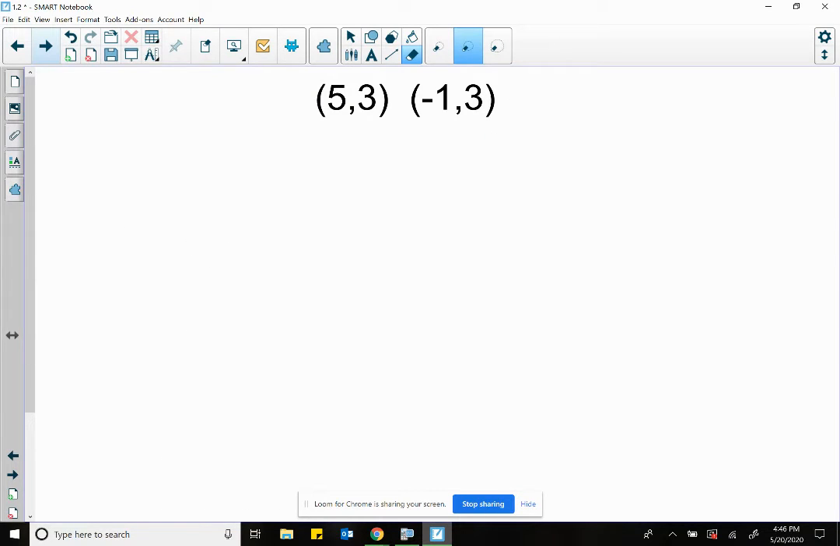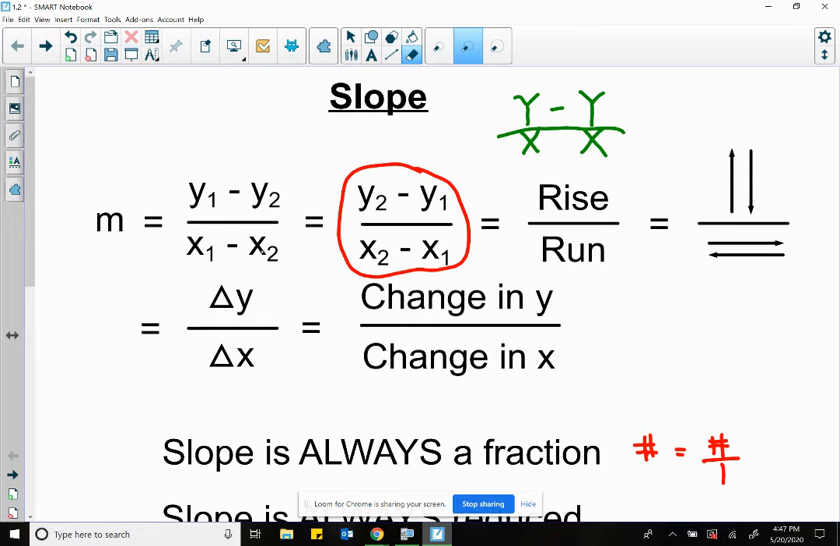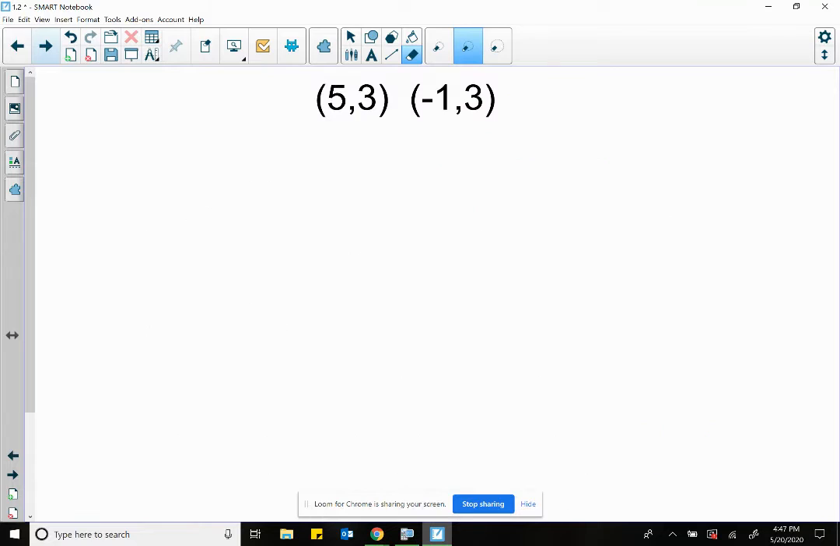Let's start using that formula that we have right here, these 2 guys. And again, it doesn't matter which one you use. I always do y1 minus y2 over x1 minus x2, because I like to subtract from left to right. But most of you are probably going to use this one. And there's nothing wrong with it. You get the same answers either way. I'll even show you that.